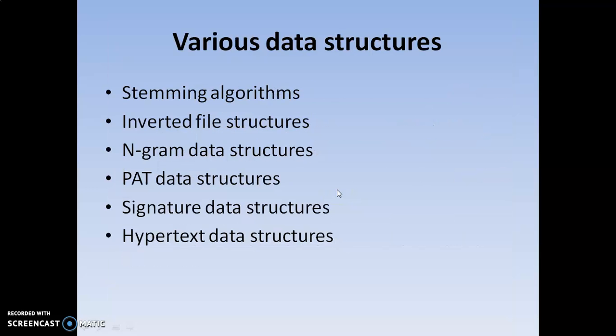Next, we are going to discuss the various data structures. A very important one here is the stemming algorithms. The next ones are inverted file structures, n-gram data structures, paired data structures, signature data structures, and finally hypertext data structures. One by one, we are going to discuss now.